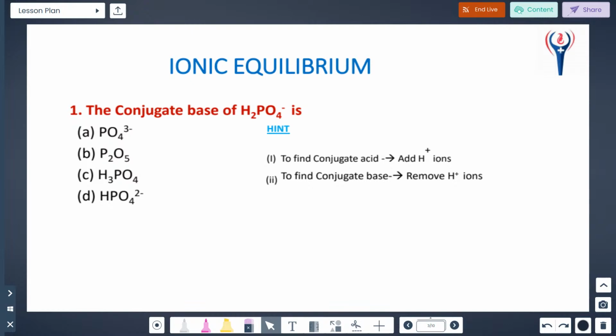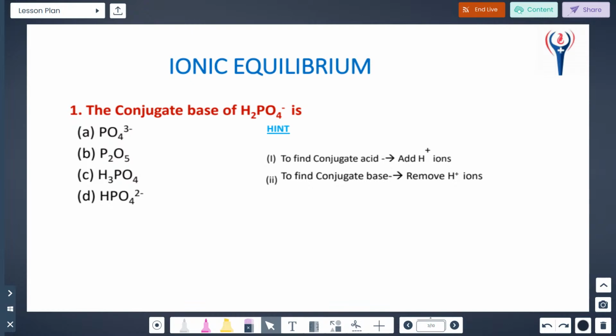Okay. Now see what the question is: the conjugate base of H2PO4 minus. If you want to find the conjugate base, I have given one hint for that. To find the conjugate acid, you add an H plus ion to the species. Understood? And if you want to find the conjugate base, you remove an H plus ion from the given species. Understood? Here they are asking only for the conjugate base of H2PO4 minus.